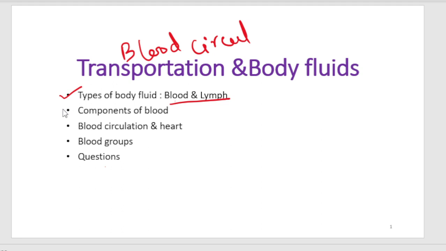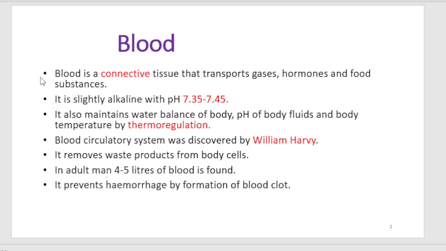Then we will read more about the components of blood, how the blood functions, and the function of the heart, how the blood circulation process takes place and how the heart functions. Then we will discuss blood groups, and lastly we will discuss some questions based on this topic. Now let's come to the first point.